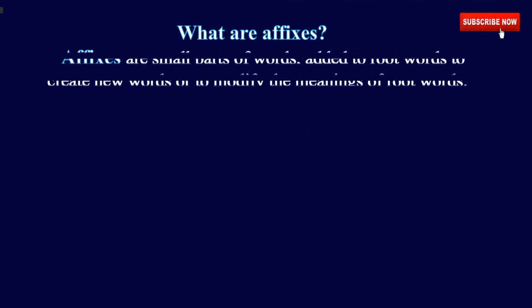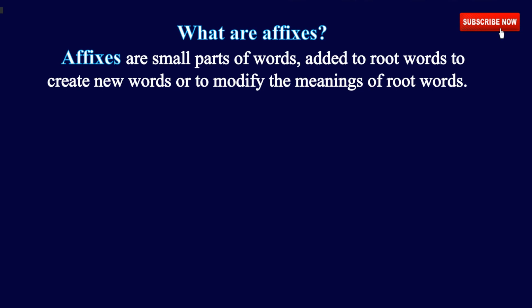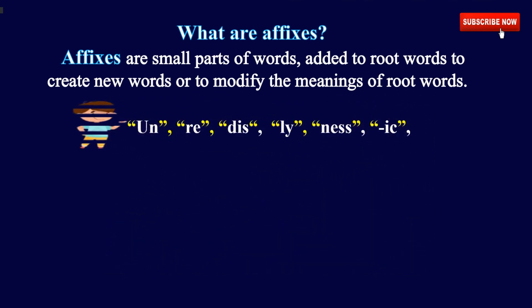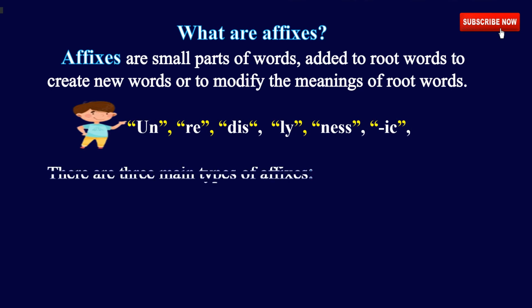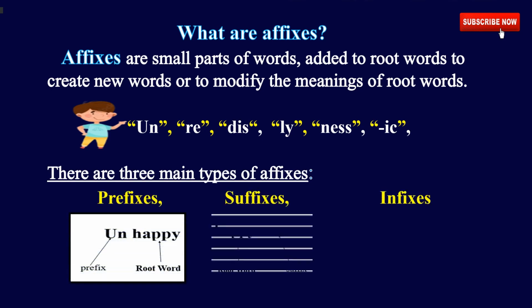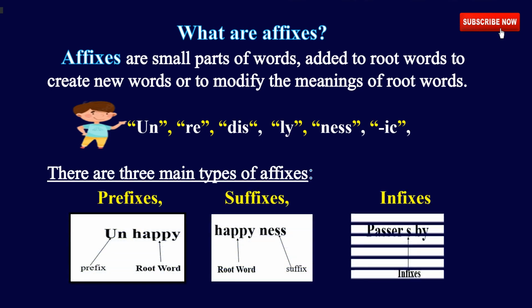What are affixes? Affixes are small parts of words, or they are only a few letters that are meaningless. They need to be added to root words to create new words or to modify the meanings of root words. Some common affixes are un, re, dis, ly, ness, and like. There are three main types of affixes: prefixes, suffixes, and infixes.